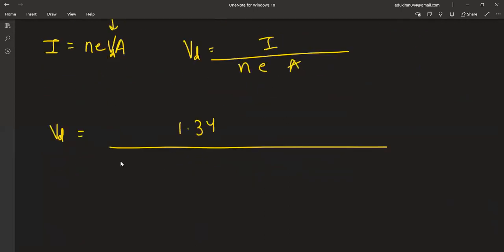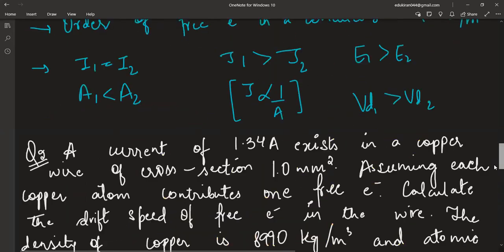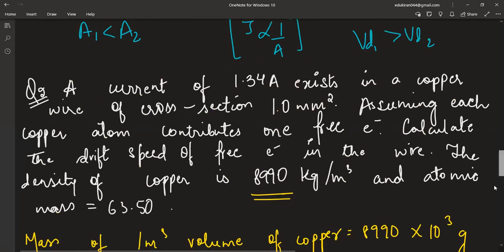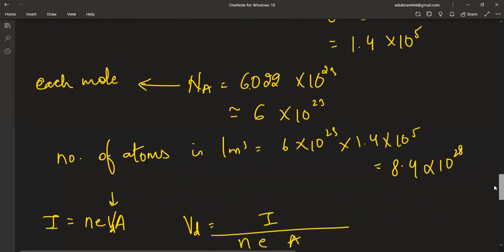Number of atoms we have calculated, 8.4 into 10 to the power 28. Electronic charge 1.6 into 10 to the power minus 19. And area is given as 1 millimeter square, so it becomes 10 to the power minus 6. Whatever this comes to, that would be your final answer, this much meter per second. Clear?